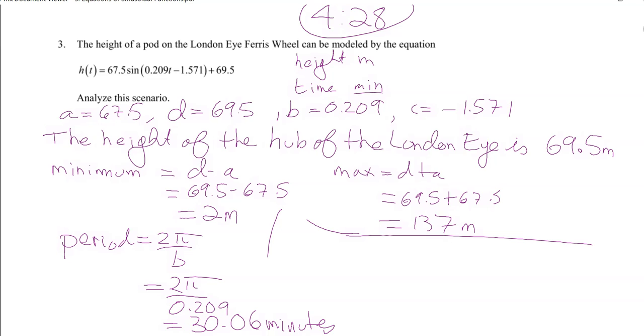What else have we got? So we got start point, right? So start point is negative C over B. So negative 1.571 divided by 0.209. So negative, don't bother putting that in your calculator. You say negative is going to be positive. So I don't need to worry about putting in two negatives. So what's 1.571 divided by 0.209?